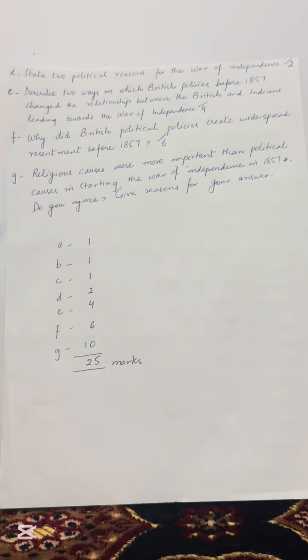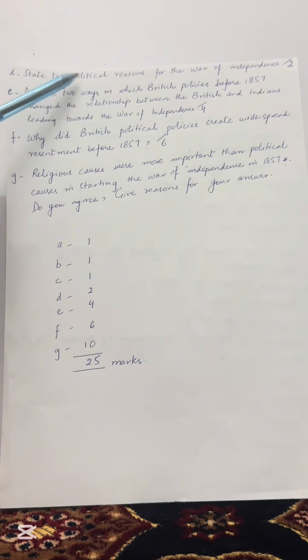Moving on to part D of the question. This part has 2 marks, as you can see, and it's going to be in this way: state or suggest. So, state 2 political reasons for the War of Independence. It's a simple, straight question. A candidate is supposed to write any 2 political reasons for the War of Independence. You just need to state them.